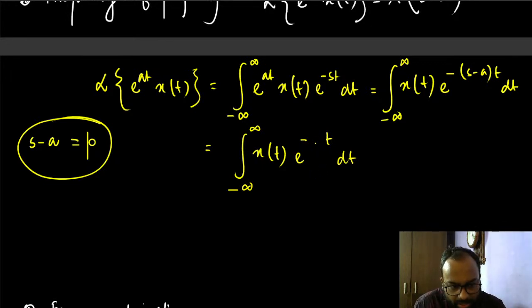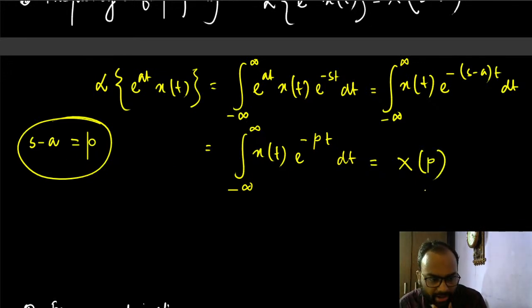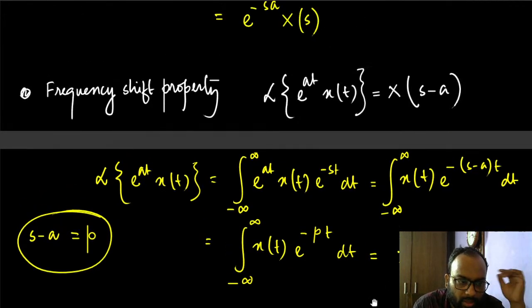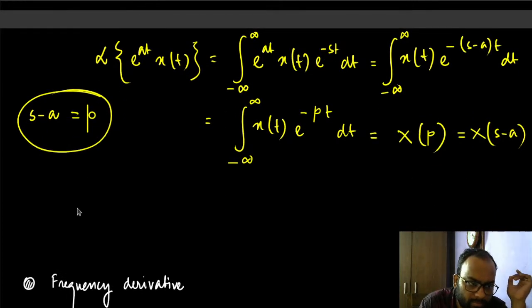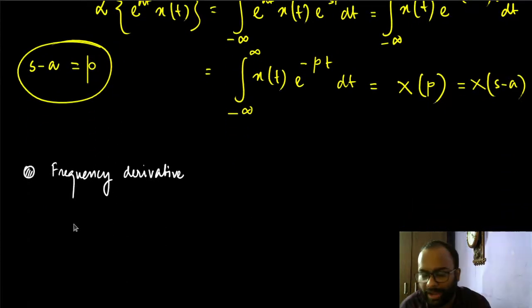Now notice that if it was s, this would be simply X(s) by definition. That's the definition of the Laplace transform. But if this is p, which we just defined here, this is going to be X(p), because that is how we define it. But what is p? p is s minus a. So this is X(s minus a). This is a very simple proof. So that's how we actually get the property. Not a very difficult thing at all.